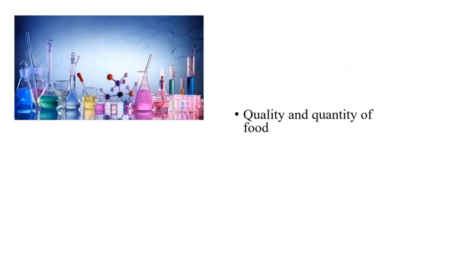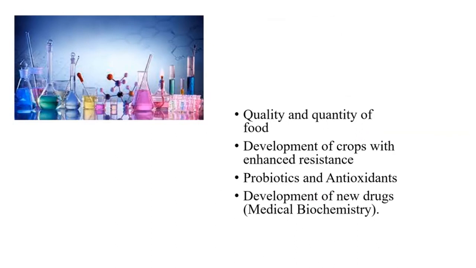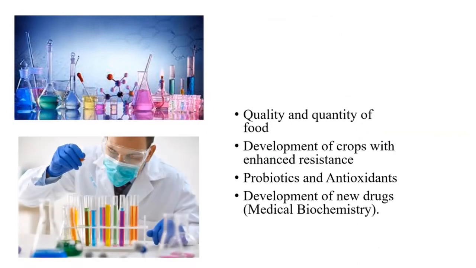So for our health, we need quality food. So in the quality and quantity of food production, we need biochemistry. We achieve that through improved agrochemicals, as well as in the development of crops with enhanced resistance to pests and diseases, and in the preparation of foods that improve general human health, such as probiotics and antioxidants. But mainly, we use medical biochemistry in the development of new medicine and drugs.